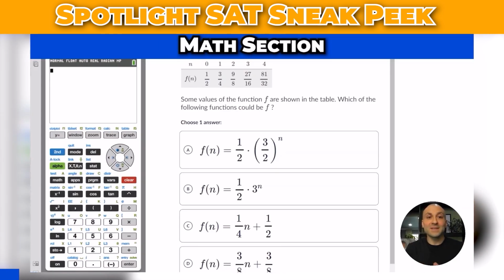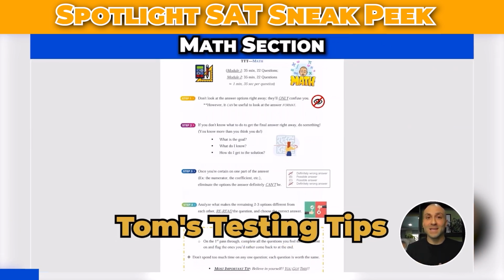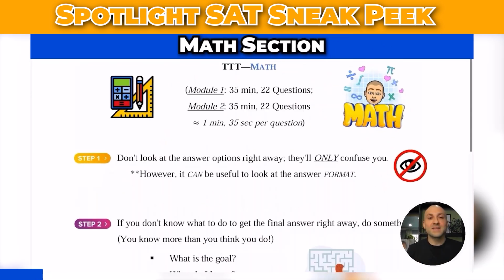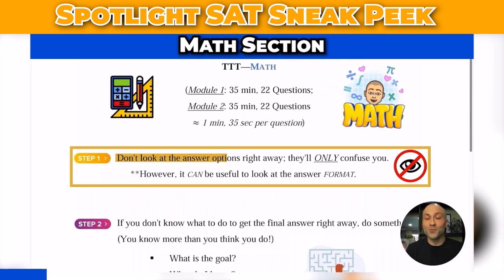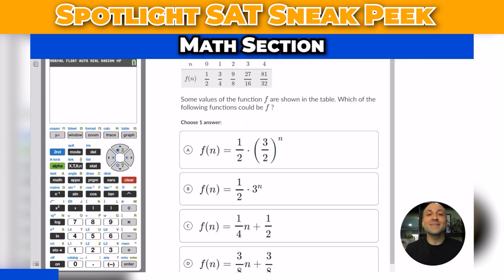On this question, it says some values of the function f are shown in the table. Which of the following functions could be f? So something to keep in mind here is, recall from our Triple T math document, Tom's Testing Tips, our first tip says don't look at the answer options right away. They'll only confuse you. However, it can be useful to look at the answer format. And on this question, that's definitely the case.